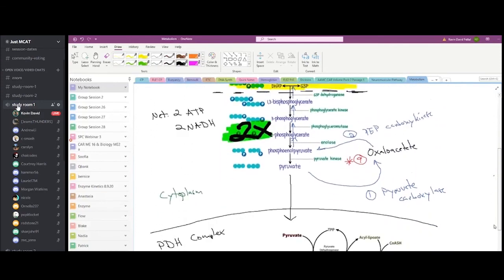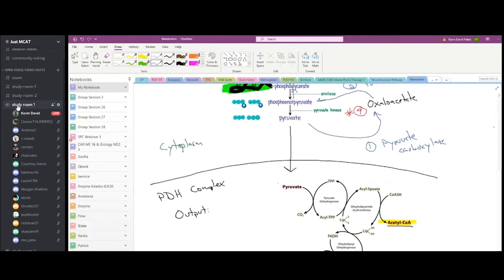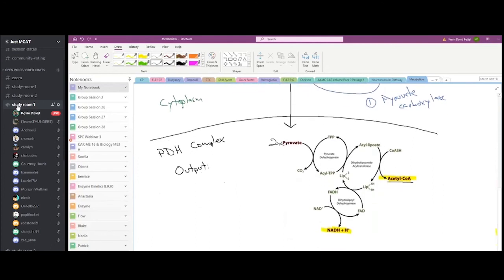And so that means we have 2 pyruvates coming in. So it's not just one acetyl CoA or NADH, it's specifically 2 NADH. And then I think the acetyl CoA is kind of implied as an output because that's what goes into the Krebs cycle.